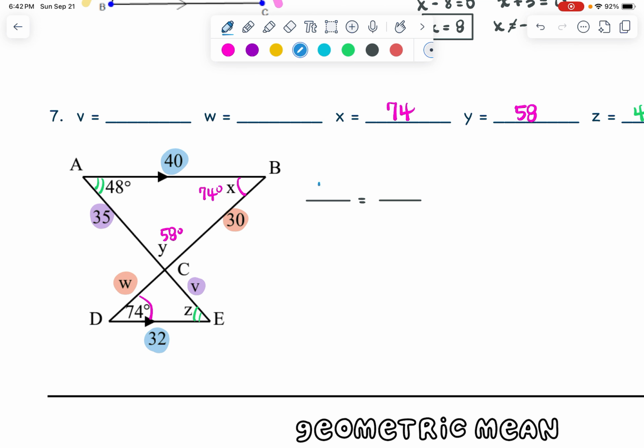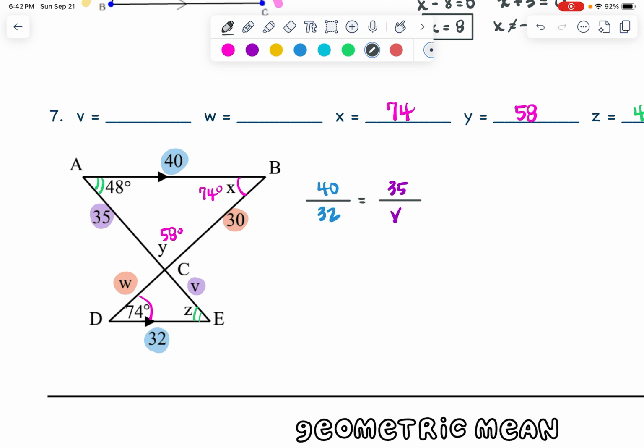So I know 40 is to 32. I'm clearly doing big to little, going top to bottom. So if I do 40 is to 32, then I'm going to do, let me change colors, 35 is to V. So 40 is to 32, as 35 is to V, all my little corresponding parts there.